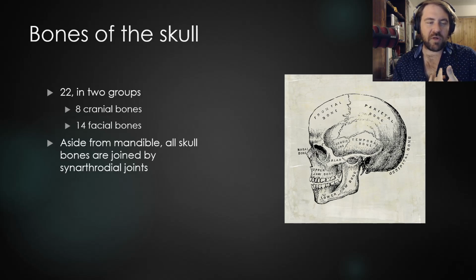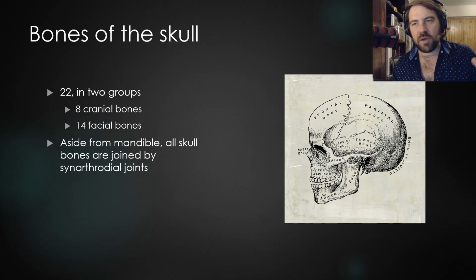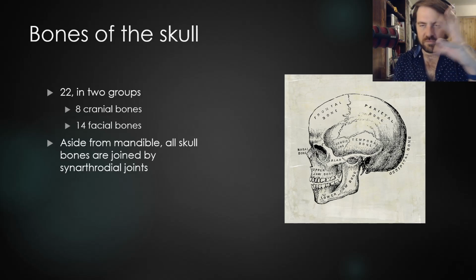Aside from the mandible, all the skull bones are joined by synarthrodial joints. We'll talk about what those mean in a second, but essentially it just means that the skull is essentially all one conjoined bone. They don't start out as one bone. They're multiple bones that are joined together, but they don't articulate against one another. They're fused.